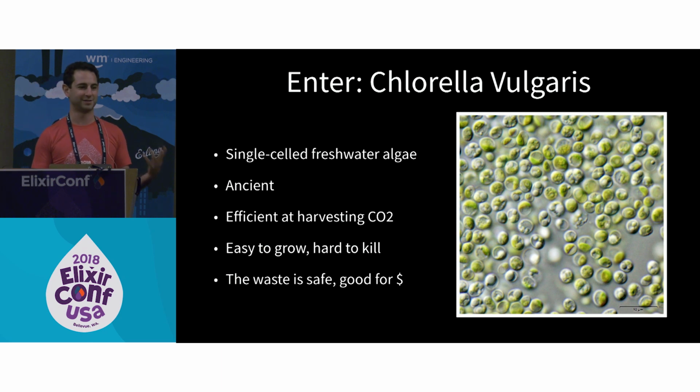Chlorella vulgaris is a single-celled freshwater algae that grows everywhere. It's a really, really ancient organism. It evolved something like 500 million to 2 billion years ago. It's everywhere on the planet. It's in lakes, it's in rivers, it's in the soil. It's really great at staying alive, and it happens to be more powerful per unit mass at filtering air than most houseplants.